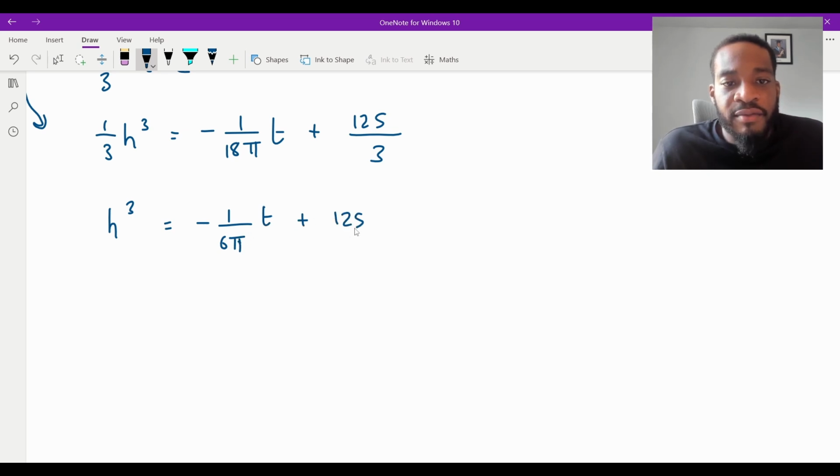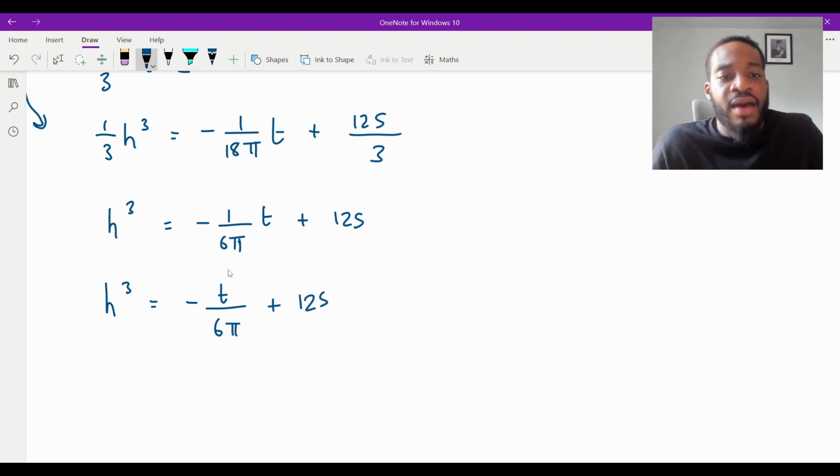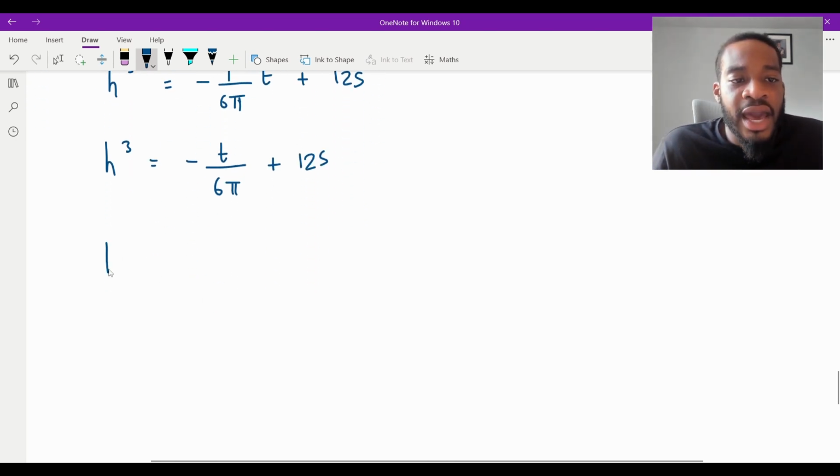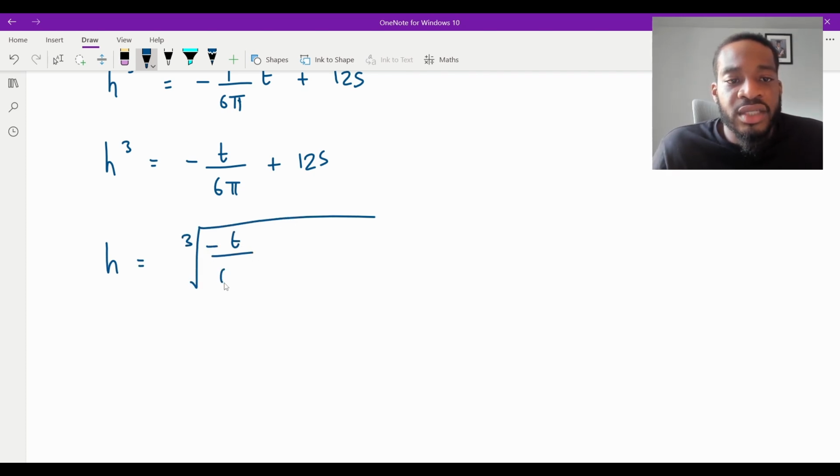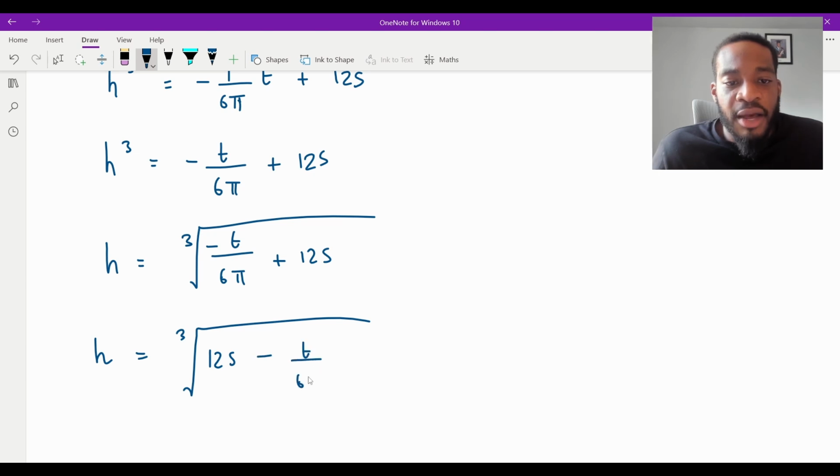plus 125. And now, just before I cube root, let me write this a bit nicer. I'm going to put that t on the top there. So it's going to be minus t over 6 pi plus 125. And then that means h is going to be the cube root of all of that, isn't it? So minus t over 6 pi plus 125. Or, to be honest, I like to put the positive term first. It just looks a bit cleaner, doesn't it? So I put it there: 125 minus t over 6 pi. And that will be it. That is h in terms of t.